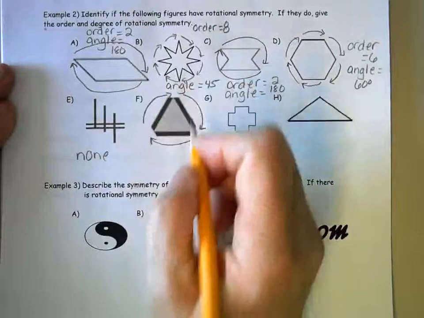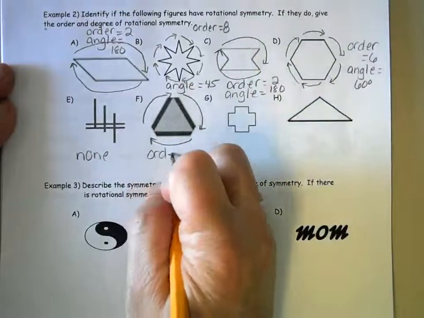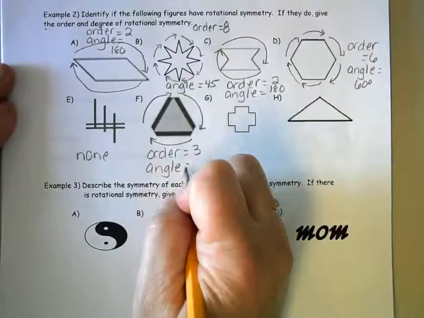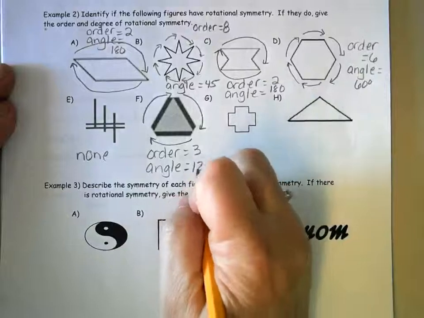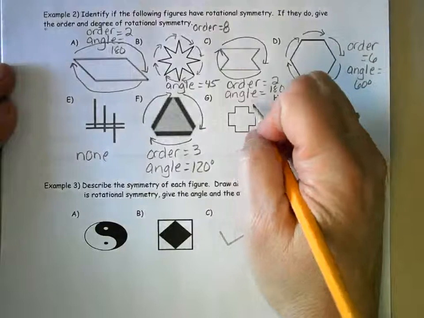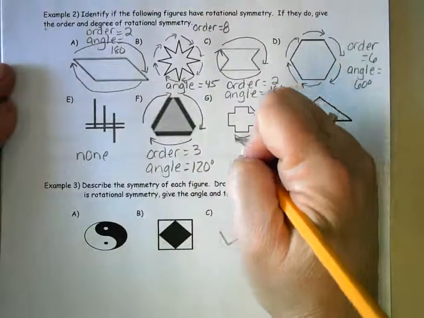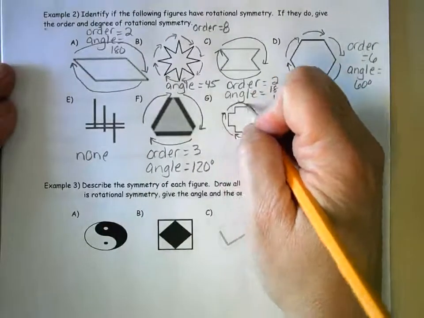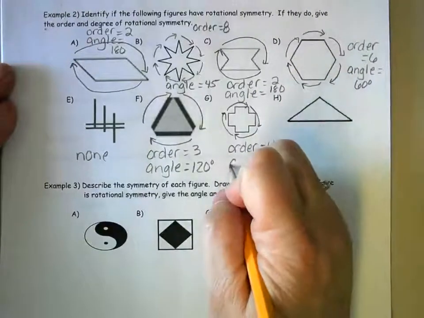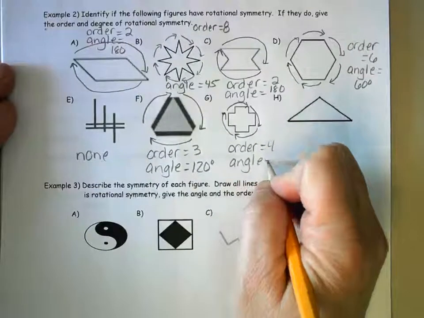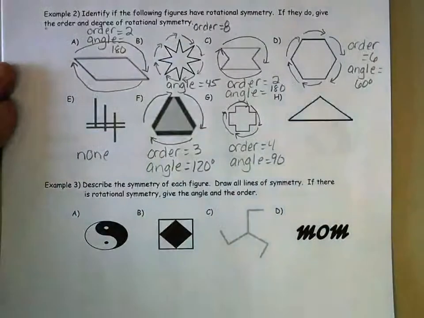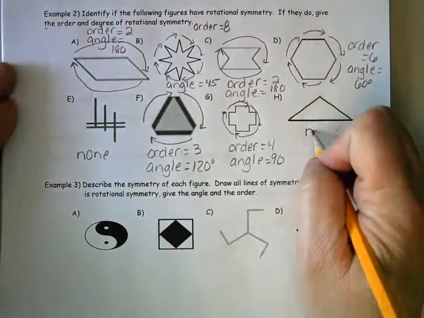Letter F, your order is 3, and your angle, 360 divided by 3, is 120. Letter G, 1, 2, 3, 4. So our order is 4, and our angle in that case would be 90. 360 divided by 4 is 90. And H, there is none.